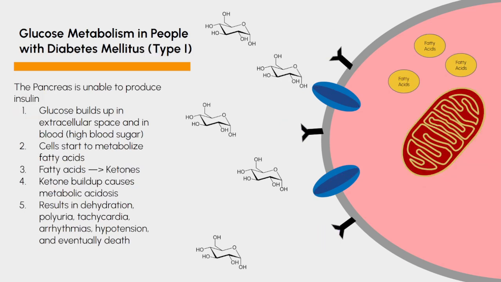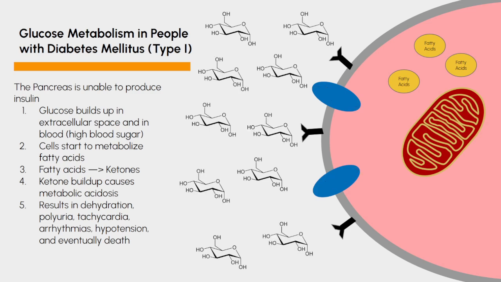When someone has diabetes mellitus type 1, the pancreas does not produce the insulin required to open up the glucose channels and allow glucose to enter the cell. This results in glucose building up outside of the cell and in the blood, which leads to high blood sugar. The lack of glucose in the cell will lead to fatty acids being metabolized into ketones. The buildup of ketones is what results in metabolic acidosis. Metabolic acidosis has severe side effects that can eventually lead to death.